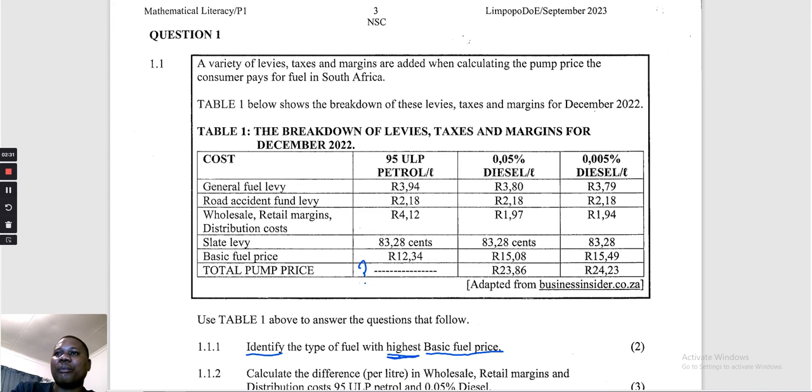Now remember, we are identifying, meaning that we are going to observe here on the table. So let's go to the basic fuel price. We can see the basic fuel price is here, so we look at the price that is high. Which price is high between these three prices? We can see that it is 15.49. Remember here they need the fuel type, so the fuel type here is 0.005 percent diesel. This is our fuel type that has the highest basic price. Then we can go to the second question.